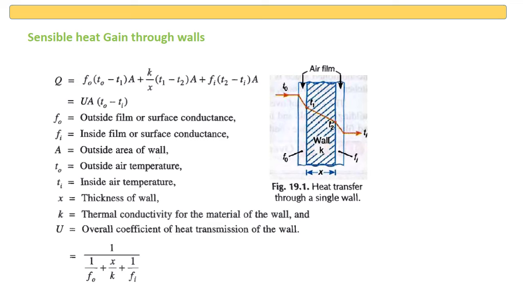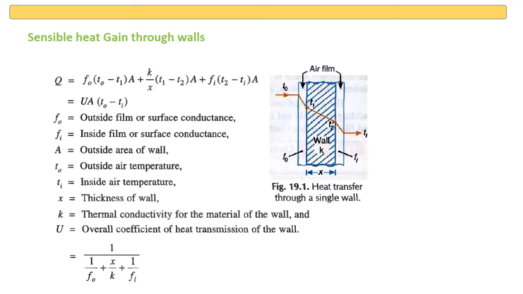So U is the overall heat transfer coefficient, which is also given in the bottom part. U is equal to the overall heat transfer coefficient of the wall, that is equal to the inverse of the summation of heat resistances of all the factors. If you want it to be clearer, you can go through your heat transfer books. These are very fundamental things.